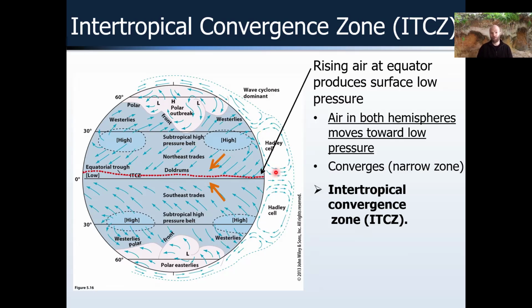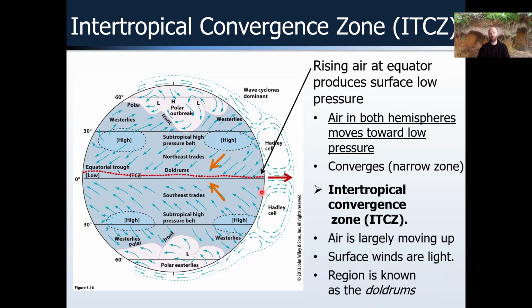We just appreciate that this Hadley cell will migrate, the whole cell will shift north as this ITCZ shifts north for our northern hemisphere summer, and then it comes back down, it crosses the equator in the fall, and then as our winter comes again, our ITCZ is migrating even further south.